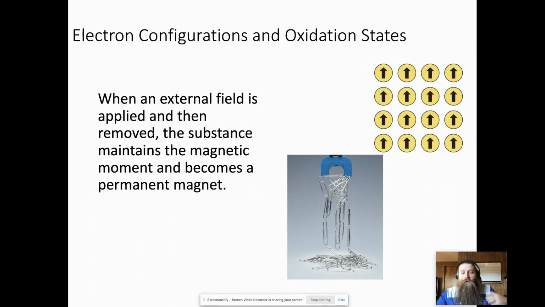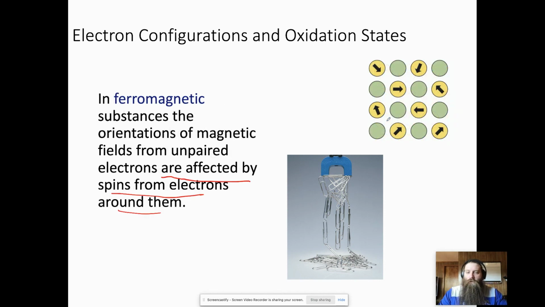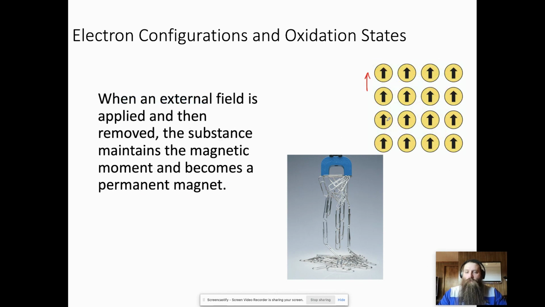Now, when you apply an external magnetic field to a ferromagnet, it will maintain that magnetic moment where all of the spins remain aligned in one direction, right? If we look back at the previous slide, they weren't lined up, but now once we've added that magnetic field, they do line up, and that's a permanent magnet.